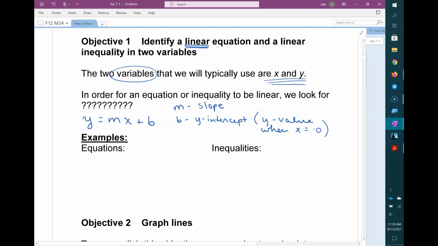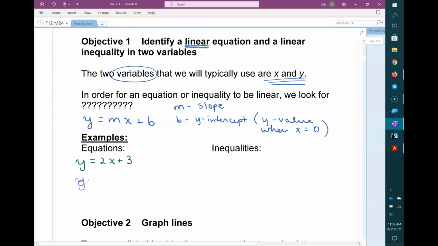So if your equation can be written as y equals mx plus b, then it is a linear equation. So let's look at some examples. If I have y equals 2x plus 3, that one's really easy to see because it matches up exactly to the shape of what we were given as the model. So the m is 2, the b is 3, and we can clearly see that this is a linear equation.